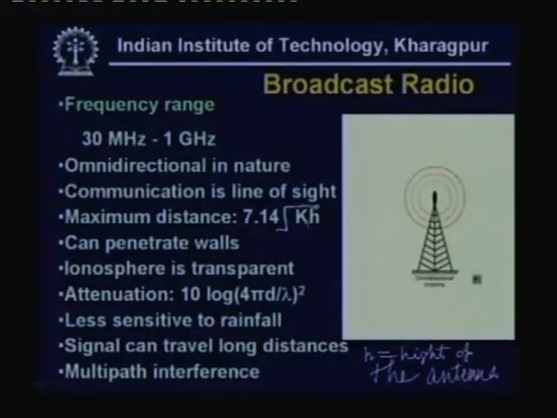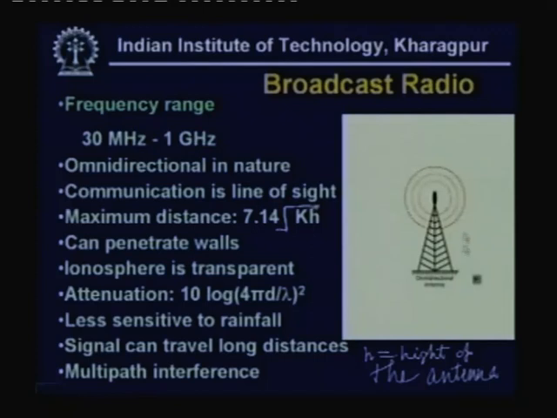That means there is some bending of the electromagnetic signal as it goes from the transmitter to the receiver. As a result, it covers a little more than what is possible by line of sight communication. So, that factor is taken care of by K, and as you can see here, the distance that it can cover is 7.14 root Kh.